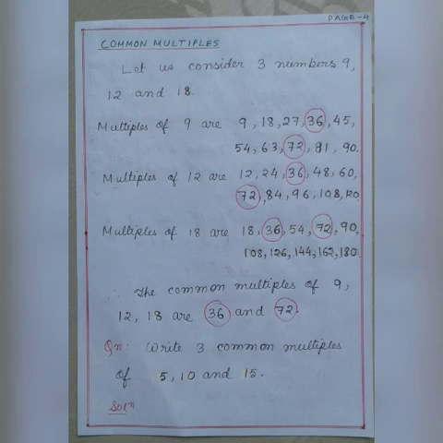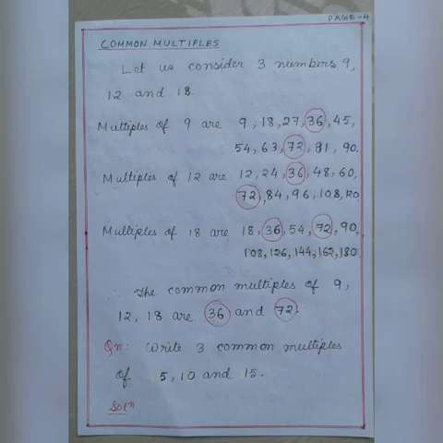For the second number, 12 also, I have written only the first 10 multiples. The first 10 multiples of 12 are 12, 24, 36, 48, 60, 72, 84, 96, 108 and 120. First 10 multiples of 18 are 18, 36, 54, 72, 90, 108, 126, 144, 162 and 180.